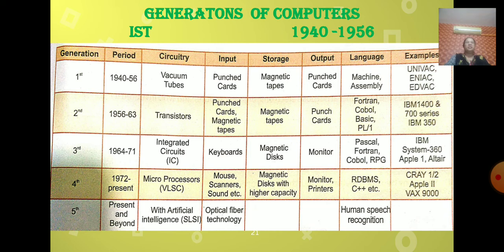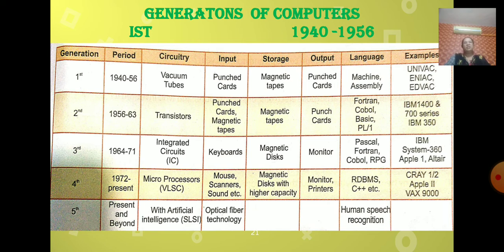From the third generation onwards, the output is the monitor. The monitor is an output device, and the languages Pascal, Fortran, COBOL are all third generation languages. So examples of computers: IBM System 360, Apple I, these are all examples of third generation computers.